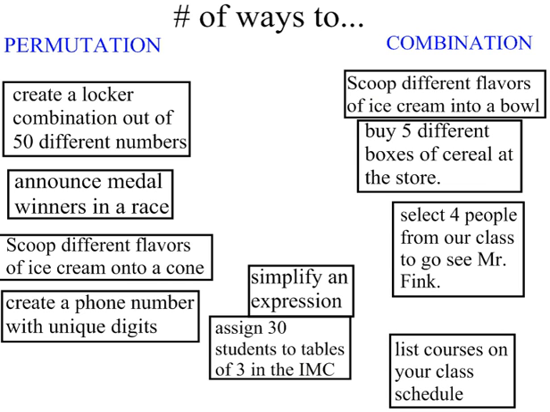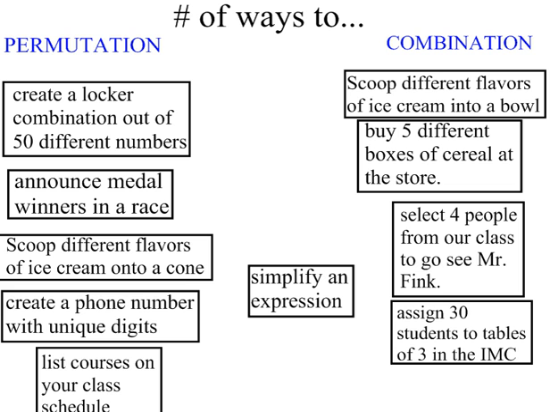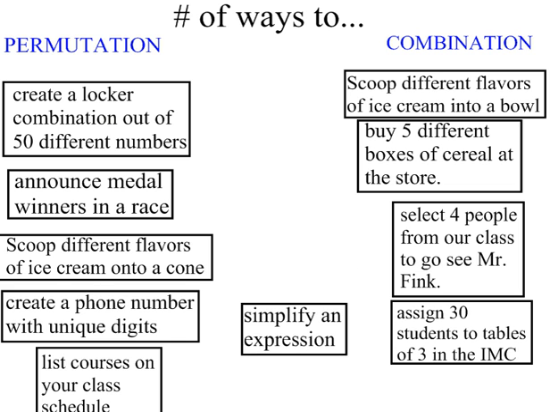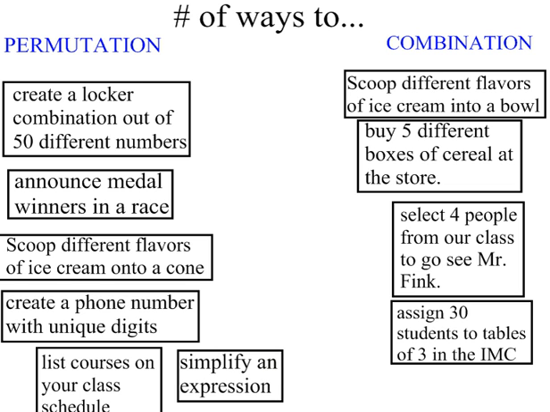List courses on your class schedule. Okay, well, it makes a difference if you take math in the morning versus math in the afternoon. So that is different. Permutation. Assign 30 students to tables in the IMC. Again, if you're just grouping them at tables, that's just going to be a combination. Simplify an expression. If we look at that, does order matter when you simplify an expression? Yeah, right? You need to do your PEMDAS. So I'm going to put that one over here with permutation.